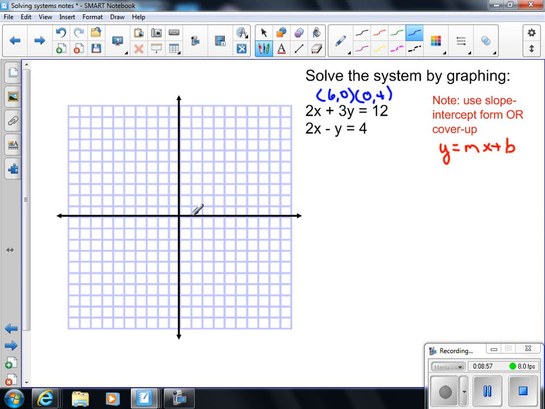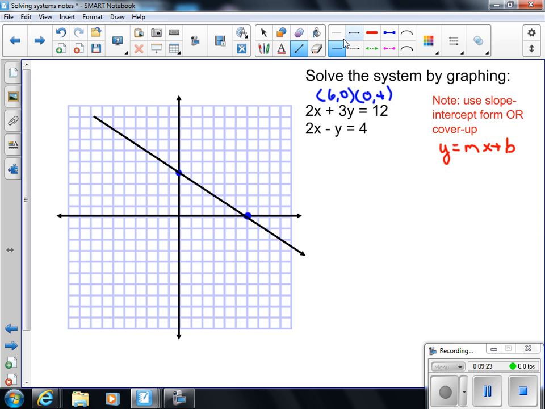All right, so let's plot those. 6, 0. And 0, 4. And then draw your line through them. And we label it as this is 2x plus 3y equals 12.